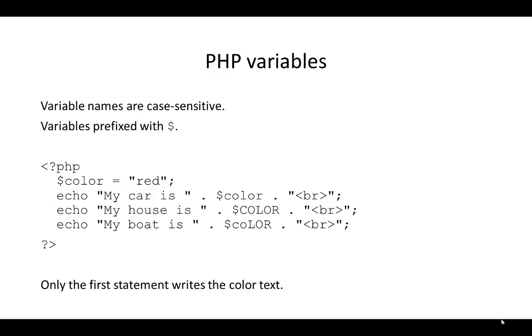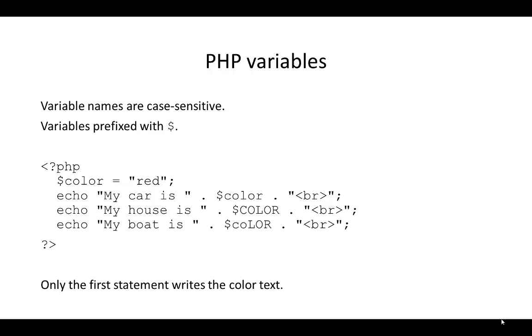So here we can set the variable equal to the value red. Note we end the line with a semicolon. We can do echo, we write to the screen, my car is. The dot here is to concatenate text. So in JavaScript we would have written plus, but in PHP it's the dot to connect. So it's my car is, space, dot, then we write the value in the color variable, red, and then we're adding in a carriage return, a new line.